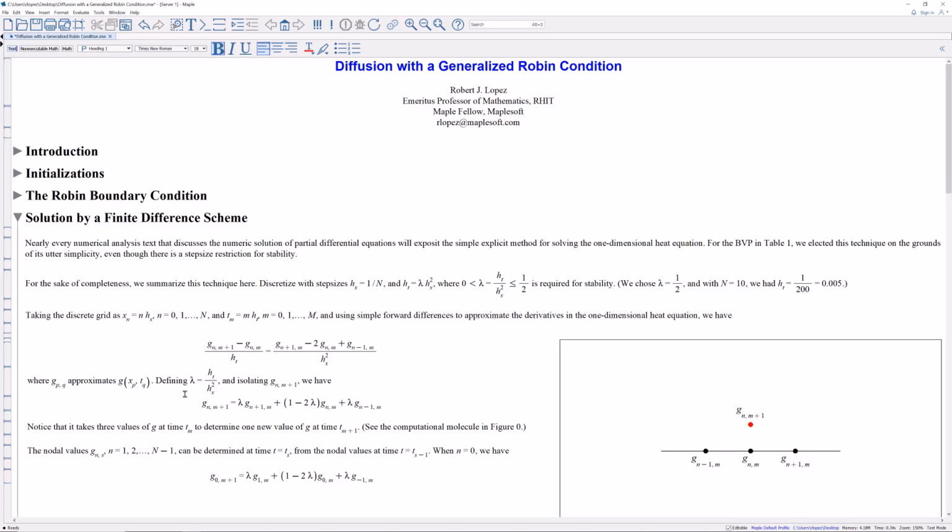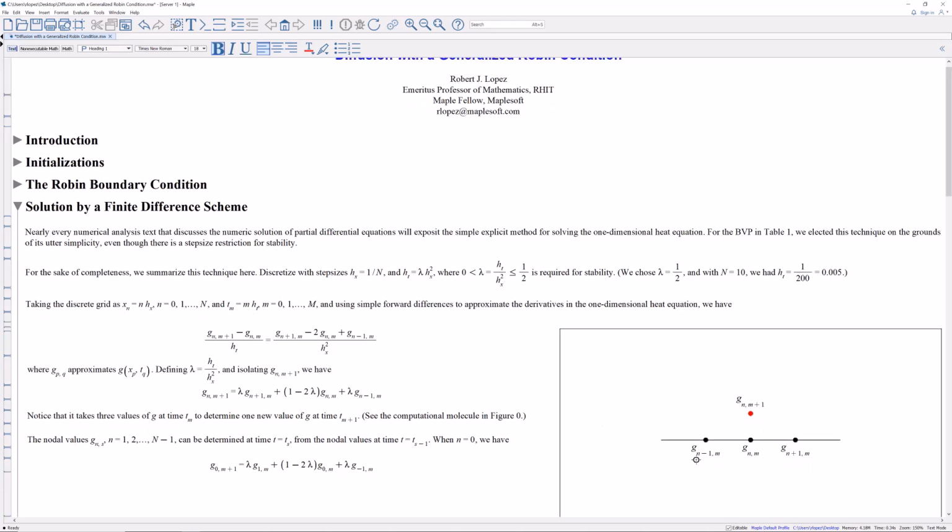If you put in the value of lambda, where you have h sub x squared and h sub t, this goes up and this goes down, so you get a lambda. And you isolate this g. This is the one you want to isolate because it's the next one, one time step forward, and it's given in terms of these previous values at m. So this is the computational molecule that shows what this equation implies.